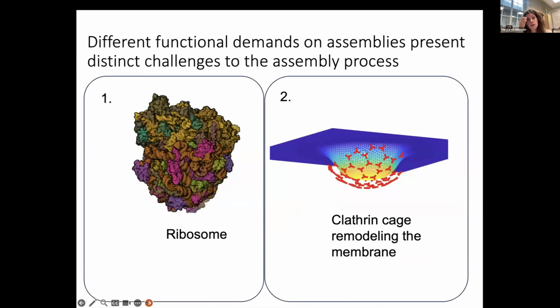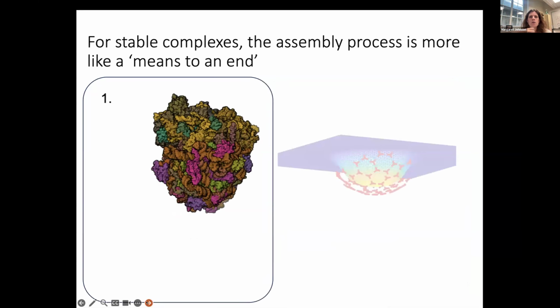But self-assembly is actually really quite ubiquitous throughout living systems and in physics and chemistry. And there are many ways you can imagine classifying different assemblies. What's helpful for my talk here is to think about two different types of assembly. One is the ribosome, as one representative class, and the other is the clathrin cage, which remodels the membrane, again, for this essential receptor uptake. Depending on what type of thing you're trying to assemble, there are different challenges.